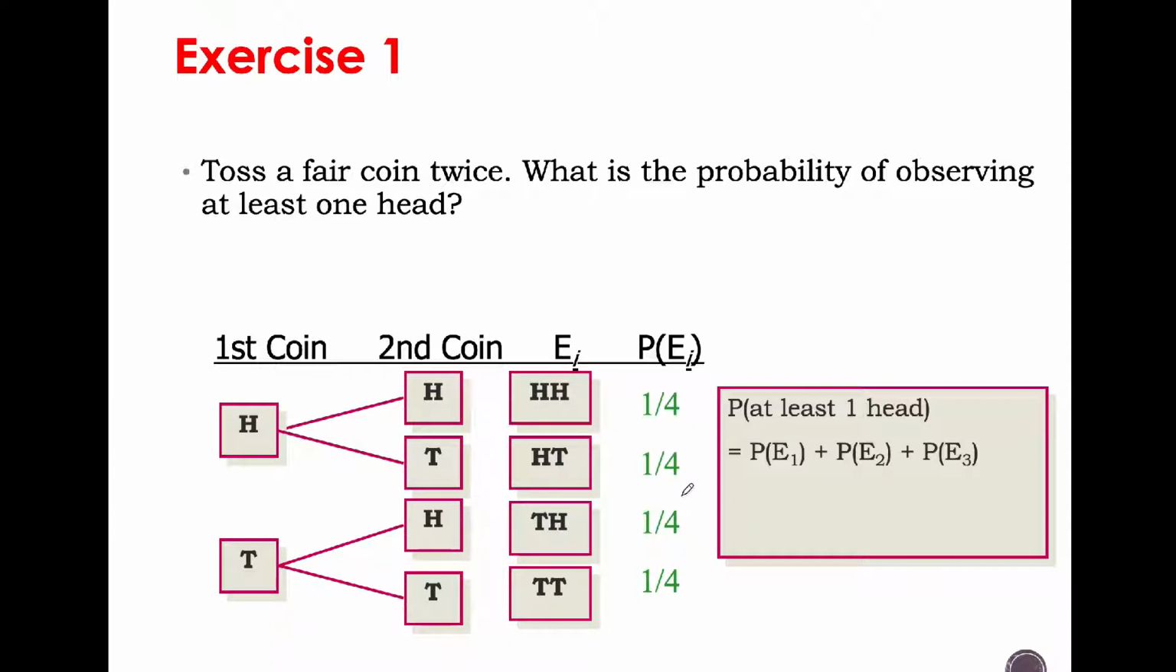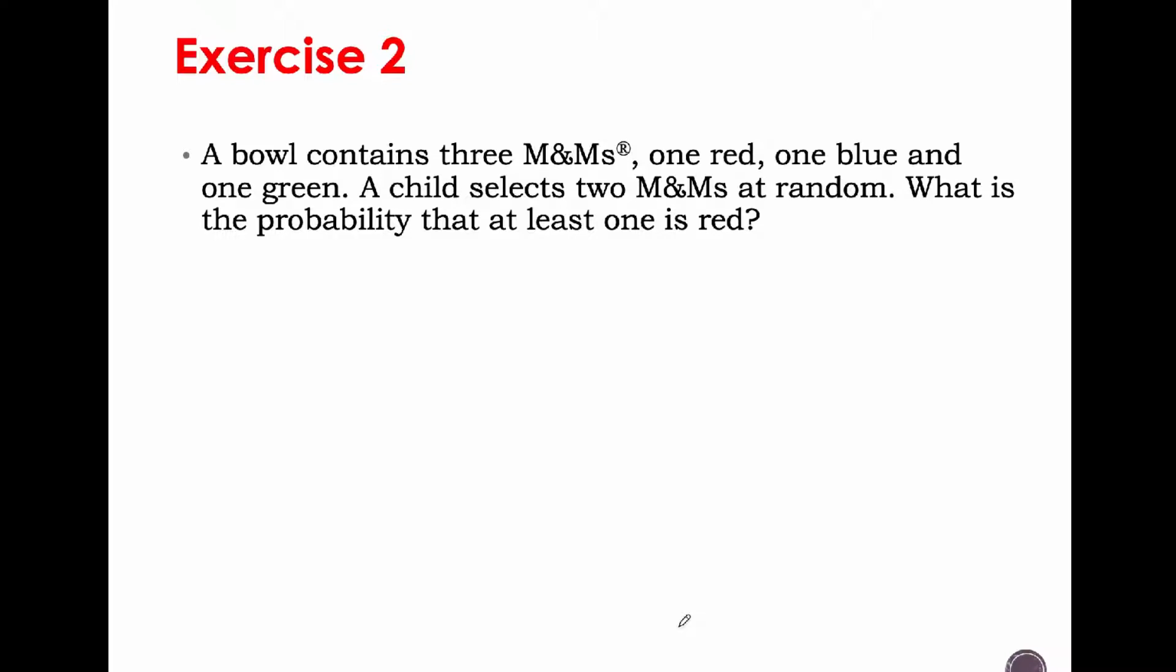E1, E2, and E3. You say E1, E2, E3, because this one there's no probability to observe at least one head, right? Because you mentioned here at least one head. So there's one head, one head, one head. There is no head here because it's TT. So basically this is something that you learned during your SPM, I believe. Okay, moving on to the next exercise.